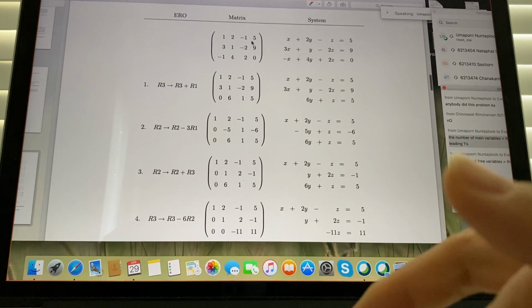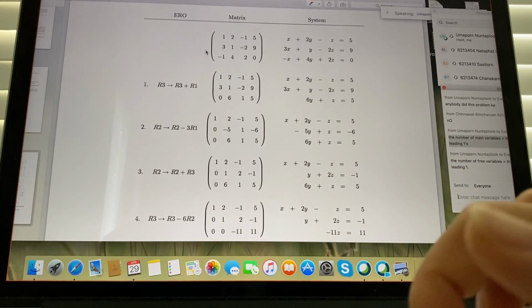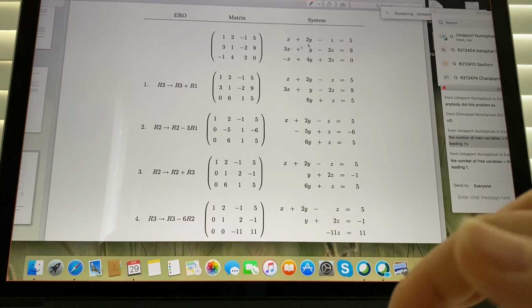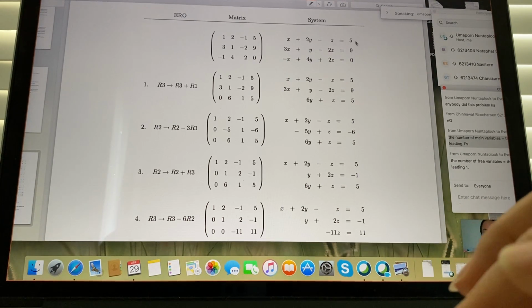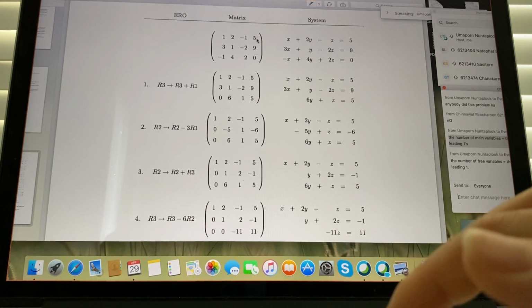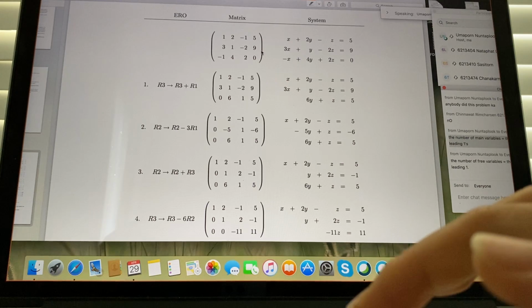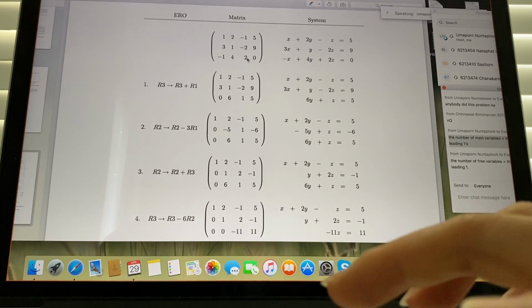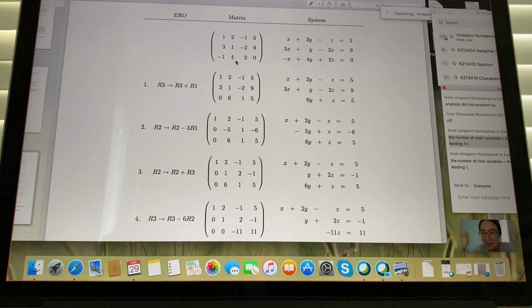Let's see this example. We have the augmented matrix here, which comes from this system. 1, 2, minus 1, 5. Here we go, we get the first row. 3, 1, negative 2, 9, the second row. Minus 1, 4, 2, 0, the last row. I'm sorry for those of you who already fully understand this. I have to make sure that I don't leave anybody behind before I move on.